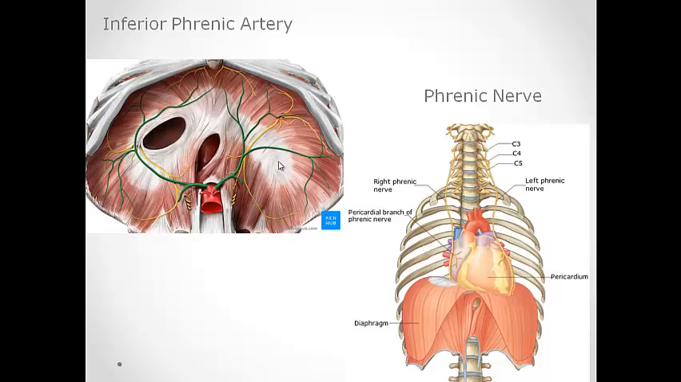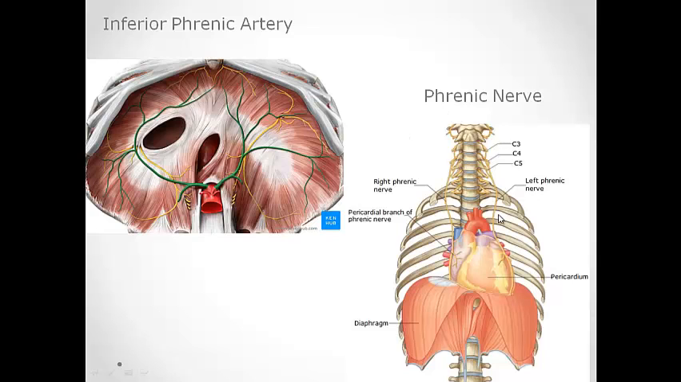The one that supplies the other surface, the superior surface, is called the superior phrenic artery, and that's a branch from something called the musculophrenic artery. And I'm going to have you go find out where that artery comes from. Sorry.